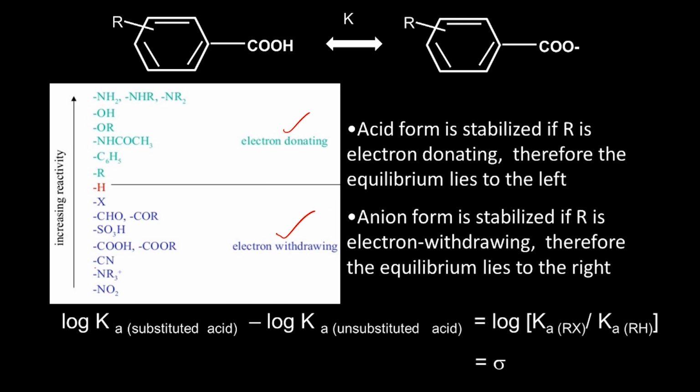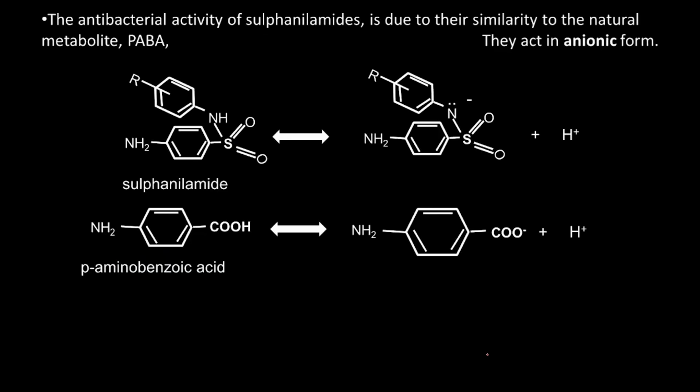So if the electron is withdrawn, like by X and so on, you get the anion, whereas the acid form is formed when you have electron donating groups like OR, CH3, OH and so on. So if the anion form is stabilized, then you are going to have a large K. If the acid form is stabilized, you are going to have a small K. So log Ka substituted minus log Ka, that is called sigma.